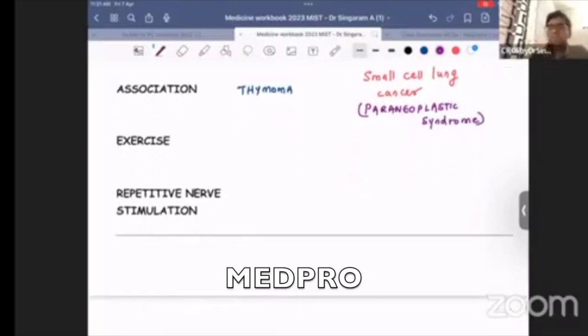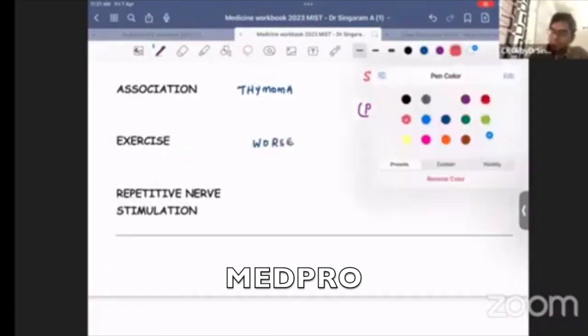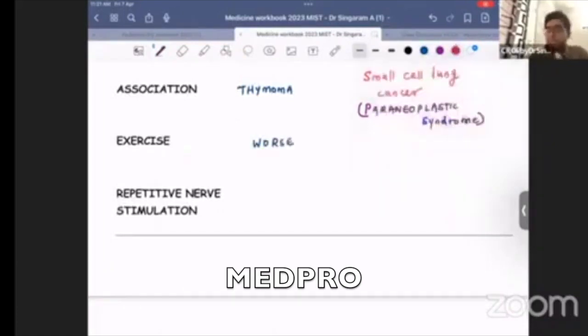Now, what will be the effect of exercise in a case of myasthenia gravis? It will make the weakness worse, whereas in case of Lambert-Eaton syndrome, exercise will improve the weakness. You don't need to go into the reasons at all. It's all very complicated. Just remember it as a difference. In myasthenia gravis, it becomes worse with exercise. In Lambert-Eaton syndrome, it will improve with exercise.